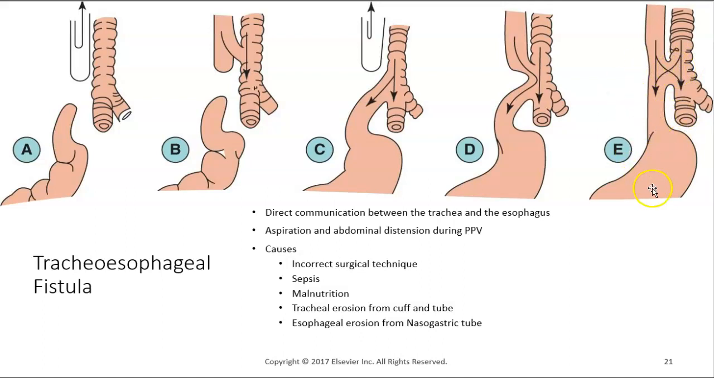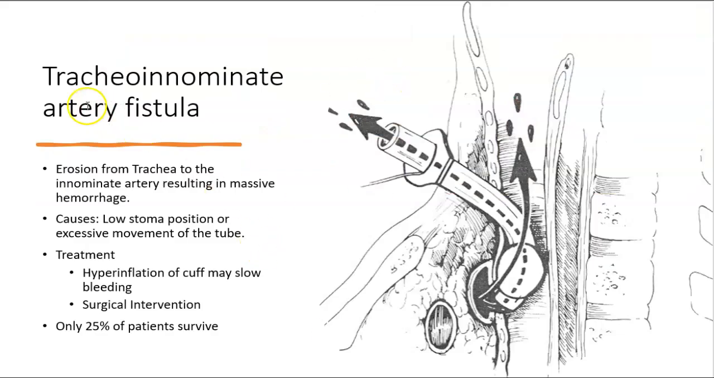Again, you're going to see aspiration and abdominal distension with this. And it's caused by incorrect surgical techniques, sepsis, malnutrition. And here is your tracheoarterial fistula. I don't know how to say that. This is that erosion of the trachea with the artery that surrounds it.